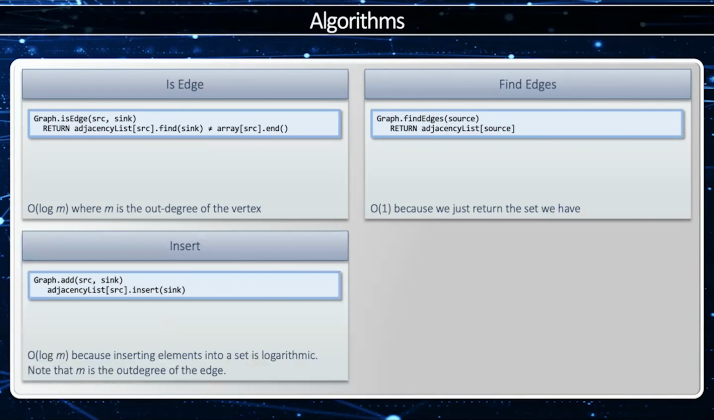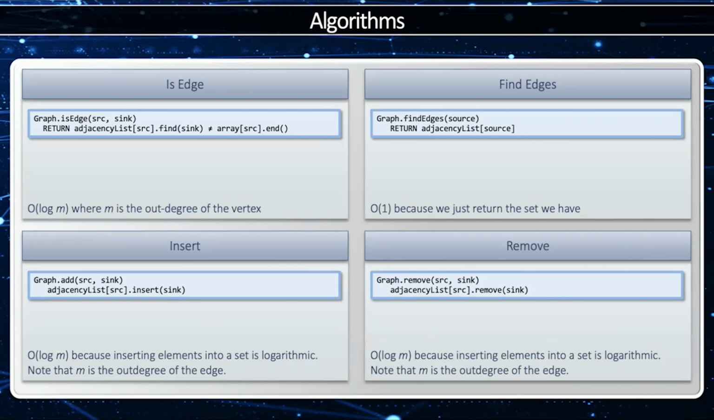If I'd like to insert an edge between a source and a sink, then I have to insert the sink into the source's adjacency list. Now, insert for a set is O sub log n. Well, there's not n vertices. There are m vertices, where m is the current out degree of the vertex. And the final is remove. I'd like to remove an edge between a source and a sink. And here I'm going to call the set's remove. And this also is O sub log n, where n is the out degree of the vertex.